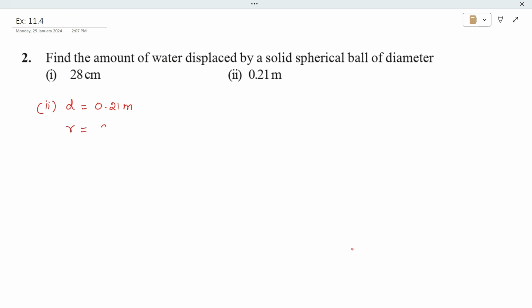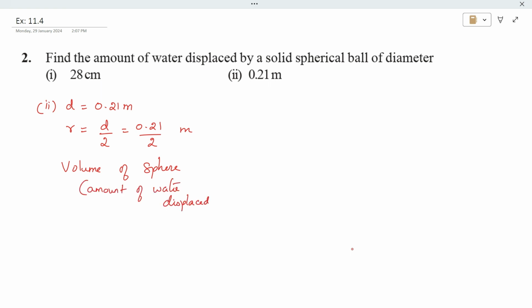So I want the radius, so I am dividing the diameter by 2, but here I will get it in decimal, so I'm just keeping it as it is. The volume of a spherical ball or sphere is nothing but the amount of water displaced, right? So that is equal to 4 by 3 pi r cube. So I'm going to substitute pi as 22 by 7 and r as 0.21 divided by 2. So I have to multiply this by itself 3 times, right? Because it is r cube.